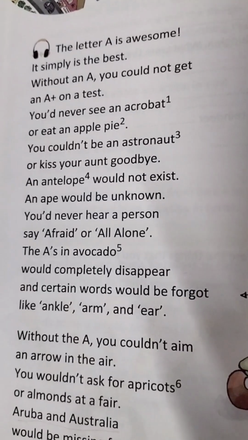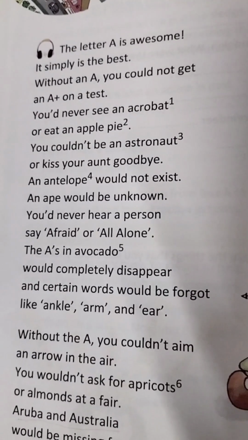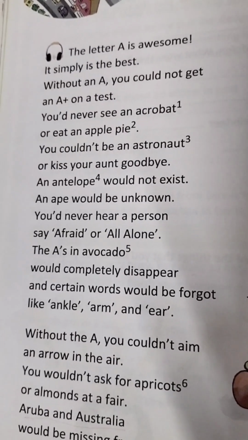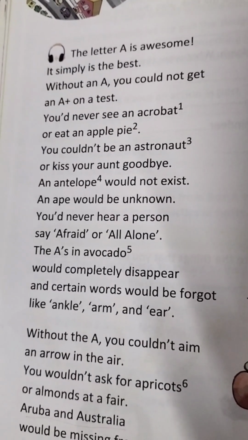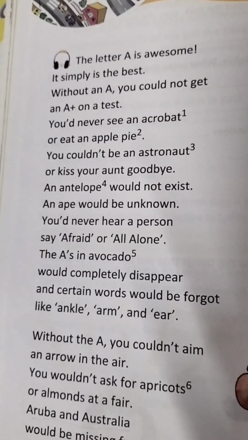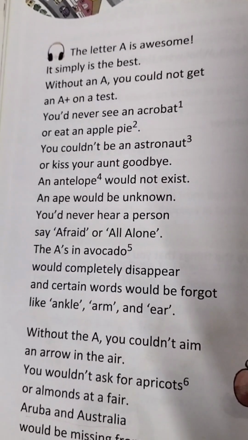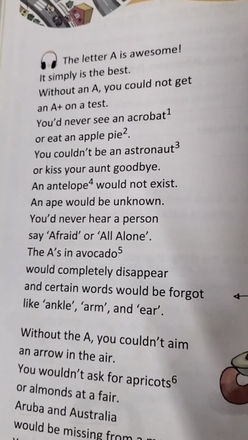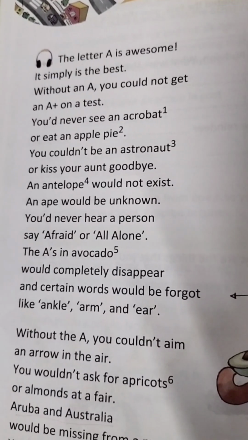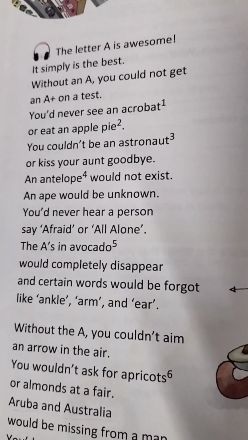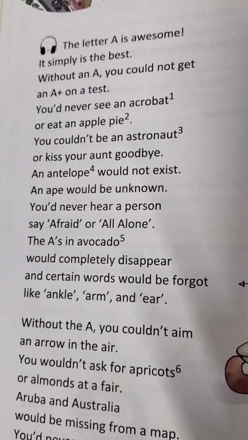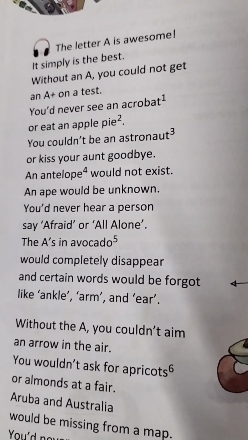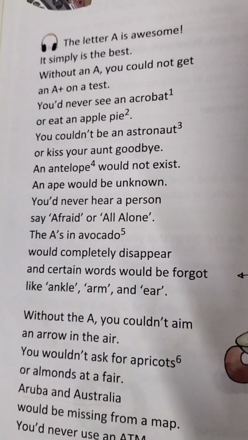An antelope. Antelope is a kind of deer. Would not exist. Why? Because again antelope starts with the letter A. An ape would be unknown. Ape is a kind of monkey which imitates people. You would never hear a person say afraid or all alone. So these words like afraid and all alone wouldn't exist because there is letter A in these words.